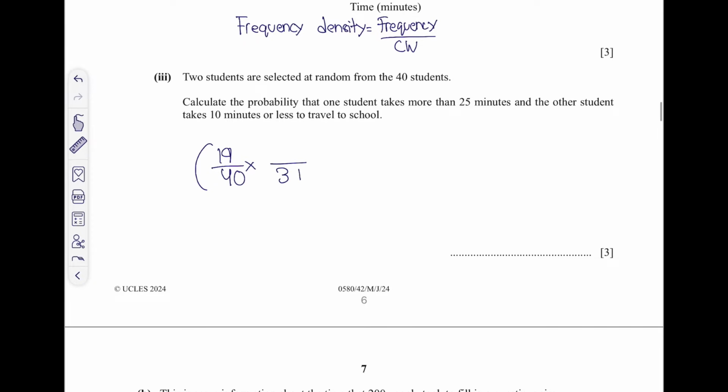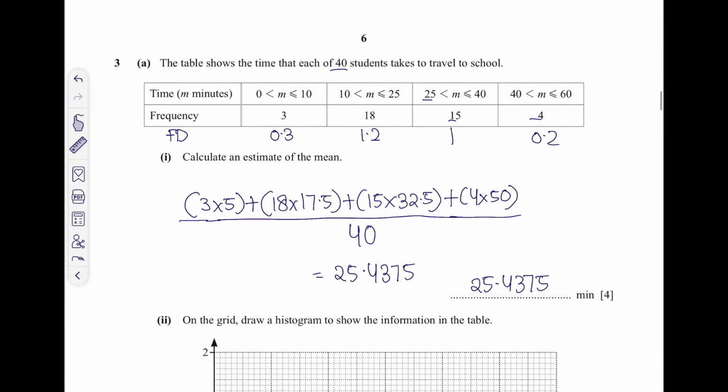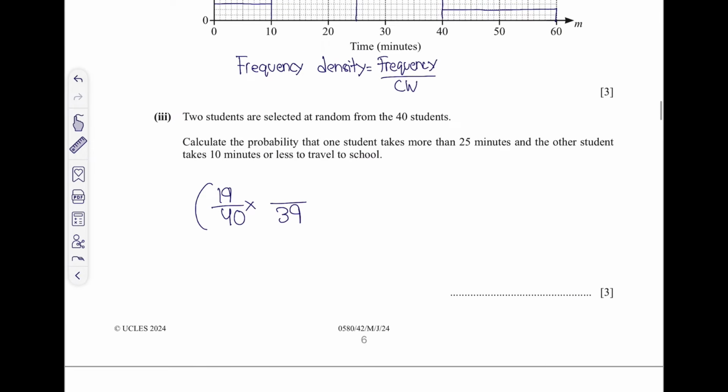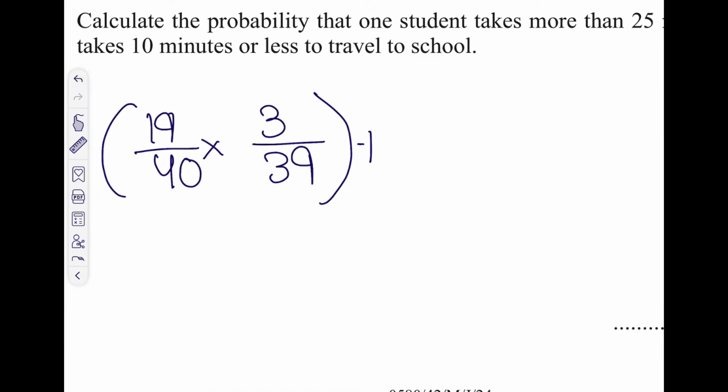Now here we would use the total number of students as 39, because we've already taken one student. The remaining students are 39. And from 39, how many take less than 10 minutes to travel? Less than 10 minutes is basically 3. Now often students make the mistake of ending their working here, but what you have to do is add this to another side. That would be 3 over 40 times 19 over 39.